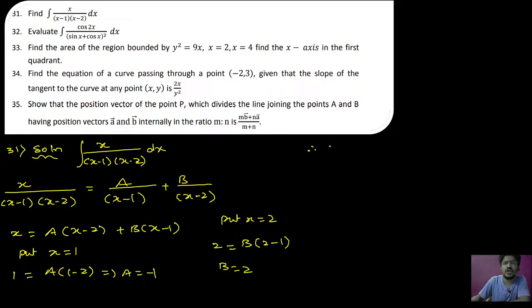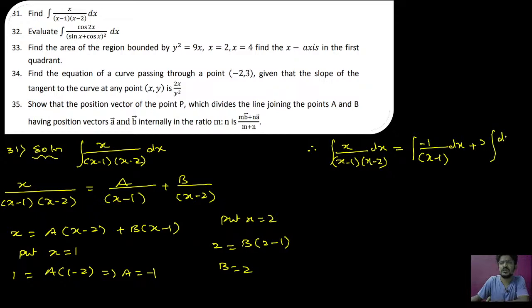Therefore, now the integration of x divided by (x minus 1) into (x minus 2) with respect to dx will be equal to the integration of a value, minus 1 divided by (x minus 1) with respect to dx, plus 2 times dx divided by (x minus 2). So if I integrate this, it is going to be equal to minus log of mod of (x minus 1) plus 2 times log of mod of (x minus 2) plus c.